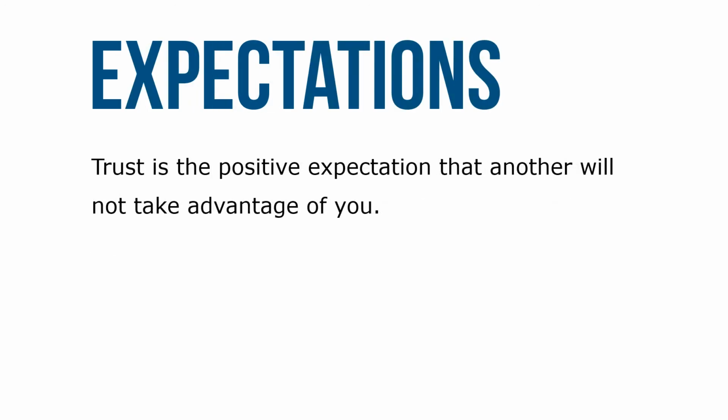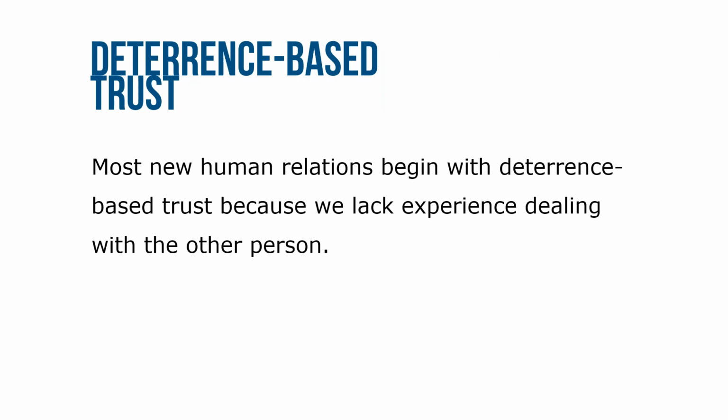Trust is the positive expectation that another will not take advantage of you. Most new human relations begin with deterrence based trust because we lack experience dealing with the other person. It's the most fragile since one violation or inconsistency can break the trust. So we try to be on our best behavior when we first meet people.